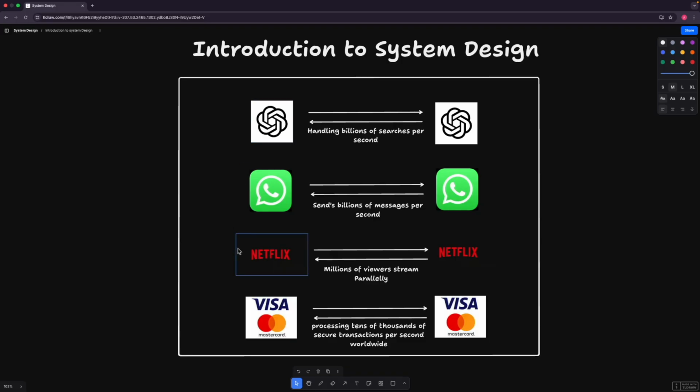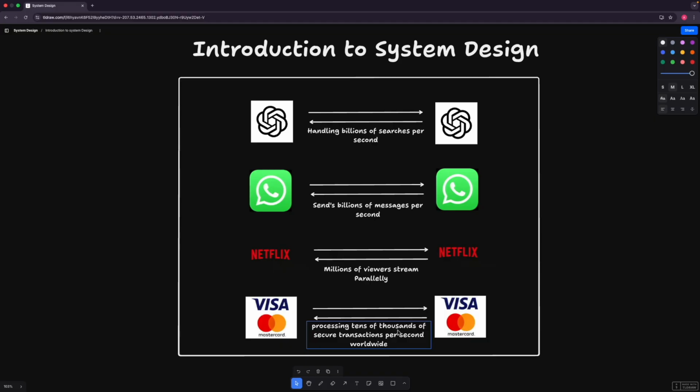You may take a couple of examples like ChatGPT from OpenAI that is currently being used across the globe, handling billions of queries to get answers from the LLMs. Or we may take the example of WhatsApp that sends billions of messages per second. Or Netflix, where millions of viewers are streaming in parallel. And we may take the banking systems used by Visa or MasterCard for processing tens of thousands of secure transactions per second.